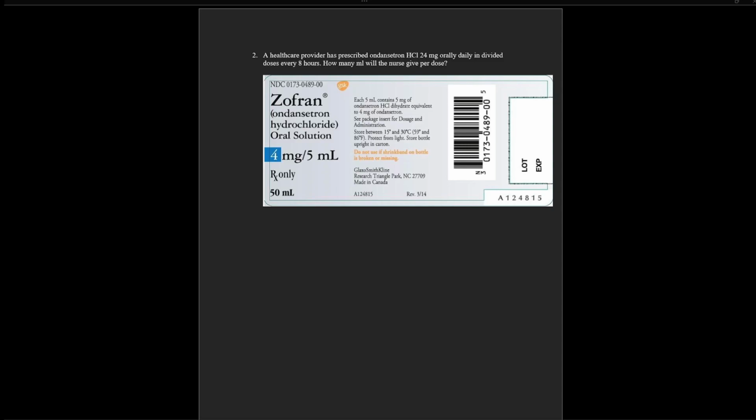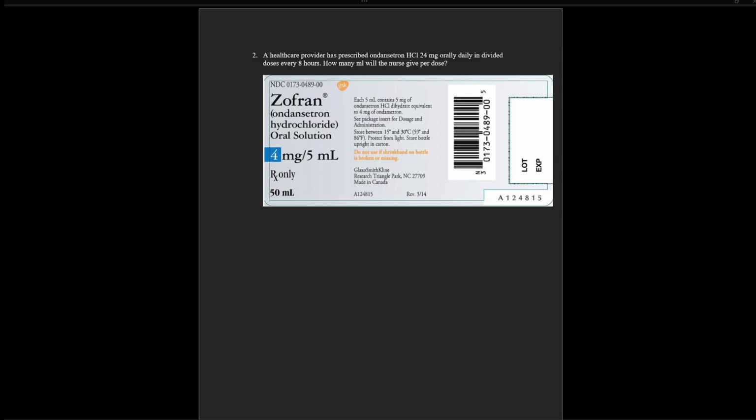Question number 2. A healthcare provider has prescribed ondansetron or ondansetron HCl 24 milligrams orally daily in divided doses every 8 hours. How many milliliters will the nurse give per dose? All right, another kind of wordy one, but here we go.